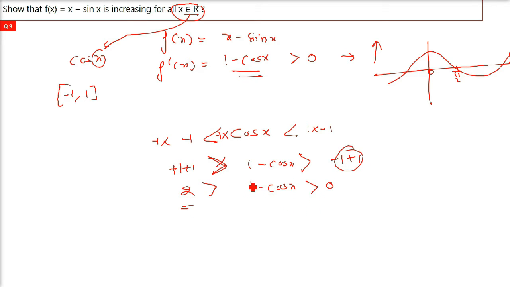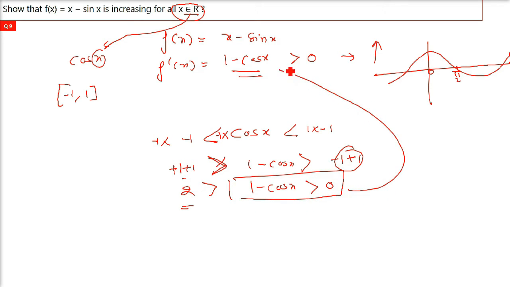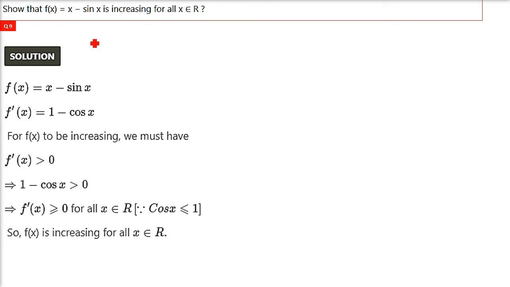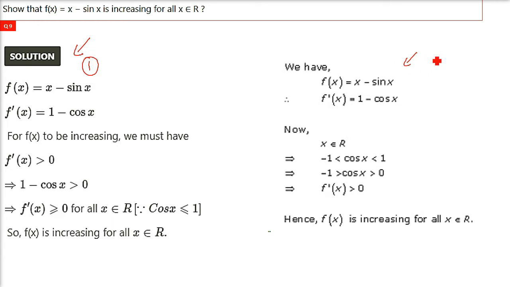So forget about the left part. Just concentrate on the right part, that is 1 minus cos x greater than 0. I told you earlier, if 1 minus cos x, or f dash x, is greater than 0, the function is going to be increasing on all the real numbers. This is the answer. Now let me show you the solution here. So you need to solve it like this, write it like this. This is the first solution, this is the second solution.